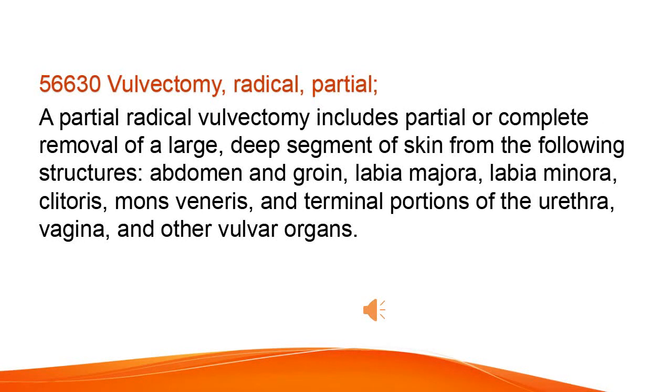Vulvectomy, radical, partial. A partial radical vulvectomy includes partial or complete removal of a large, deep segment of skin from the following structures: abdomen and groin, labia majora, labia minora, clitoris, mons veneris, and terminal portions of the urethra, vagina, and other vulvar organs.